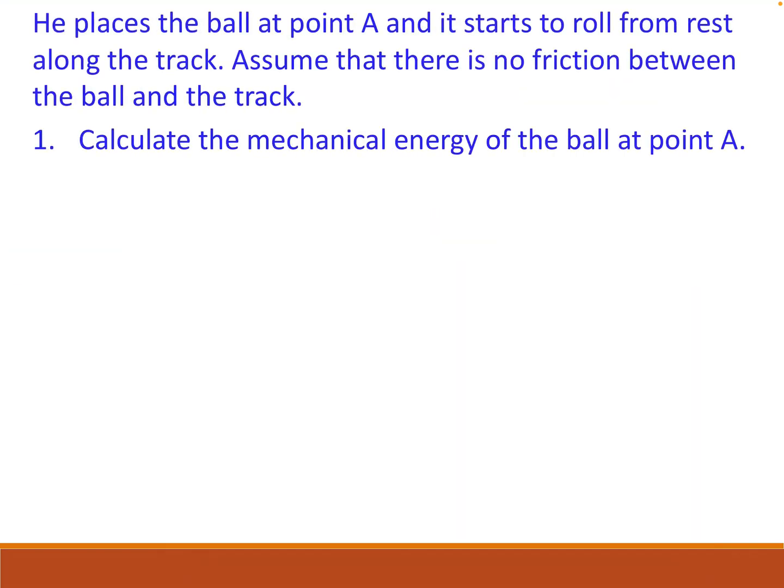First question, he places the ball at a point A, and it starts to roll from rest along the track. Assume that there's no friction between the ball and the track. In other words, it's a closed, isolated system. Calculate the mechanical energy of the ball at point A.